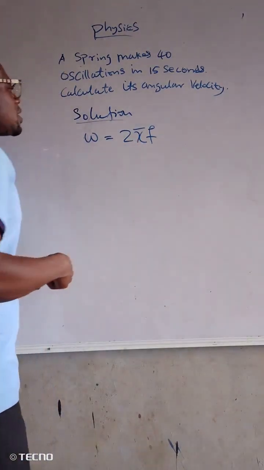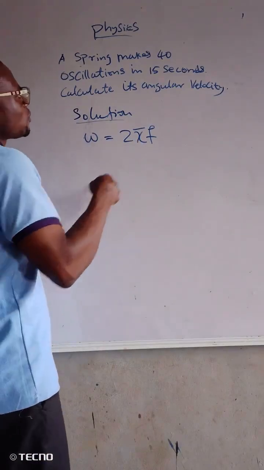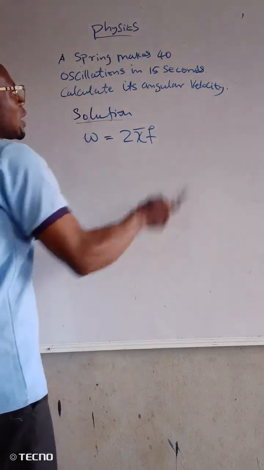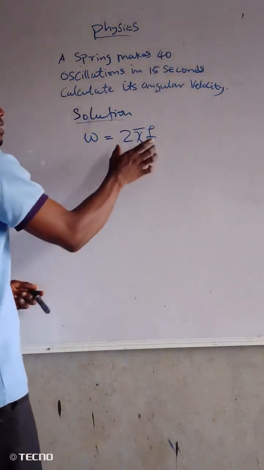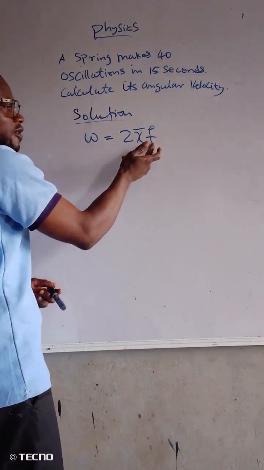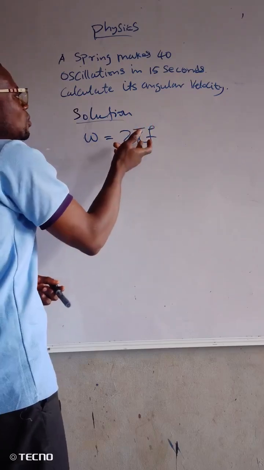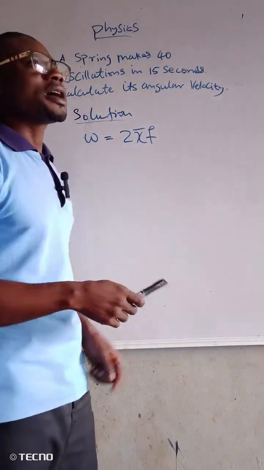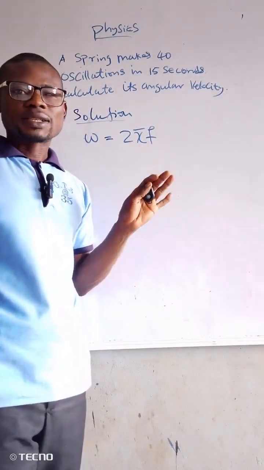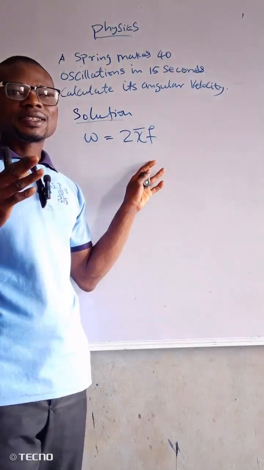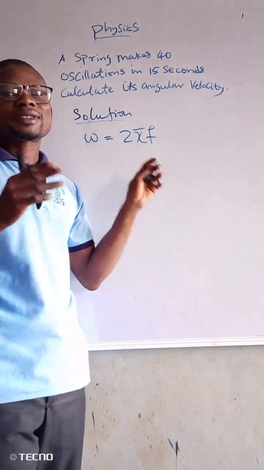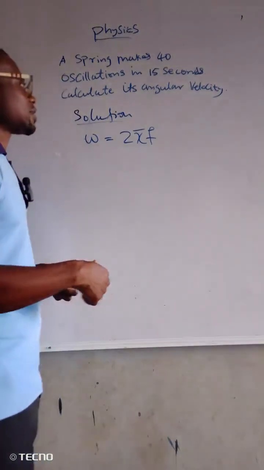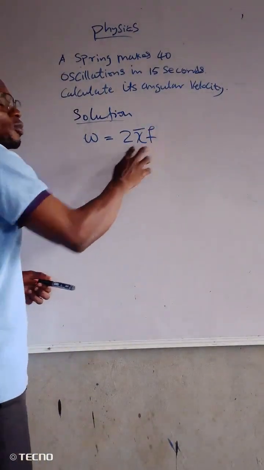Now, if you look at this question, we're given the number of oscillations and the time. But there is no number of oscillations in this formula, and there is no time, t, given in this formula. If you look at this casually, you might think there's no way to solve it, but we can. With the help of the knowledge of science, we will know what to do.